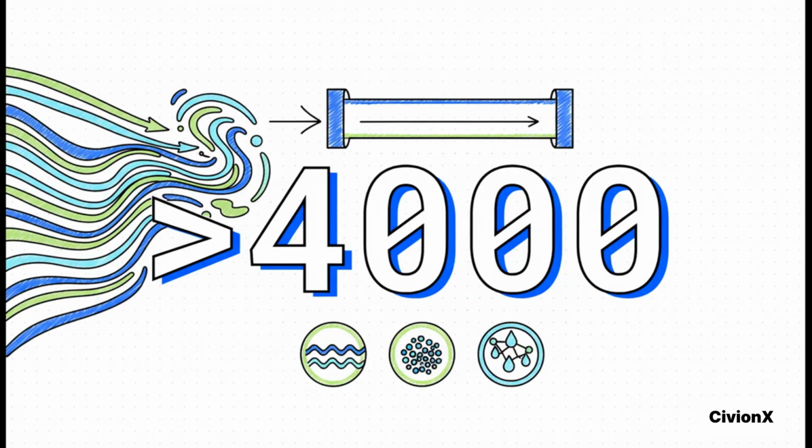So how do we know when a flow is going to switch from that nice, smooth state to total chaos? Well, for that, we use a special little tool called the Reynolds number. It's a value that cleverly combines the fluid's speed, its density, and its viscosity, which is really just a fancy word for how thick it is.